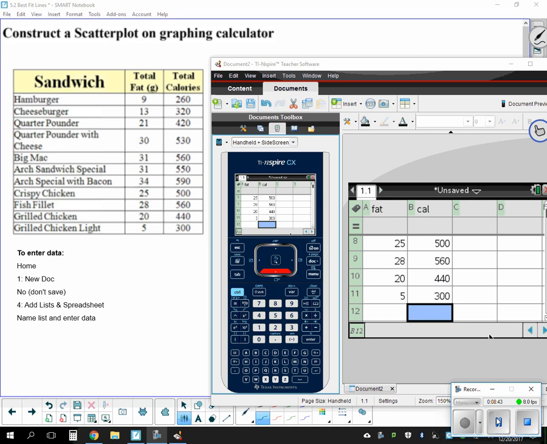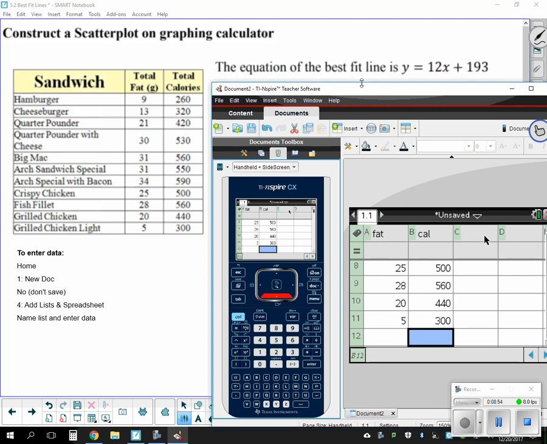Okay, so now that all of your data is in there, I'm going to show you 2 different ways to do a scatter plot. One way is if you have the equation for the line of best fit already, and one will be if you need the calculator to tell you. I want you to know how to do both, and I'm going to show you how to do both on this problem.